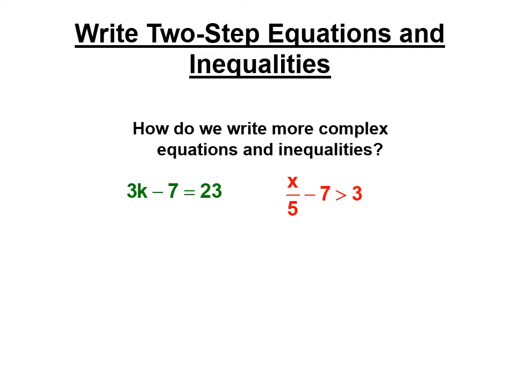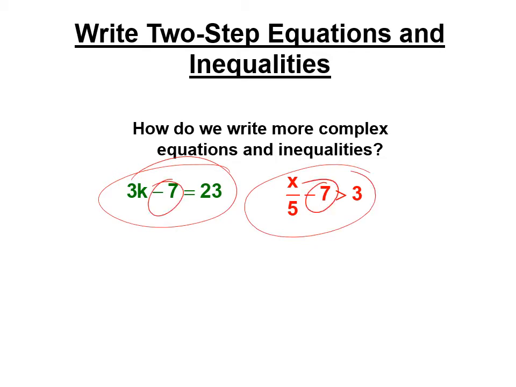So now notice we have this extra adding or subtracting, or an extra multiplying or dividing. In each one, we have two steps. There's two things happening to X or K. In the one with X here, X is being divided by 5, and we're subtracting 7 from that. In the one with K, the green one, we're multiplying K by 3 and we're subtracting 7 from that. How to write and solve two-step equations and inequalities is the next few lessons.